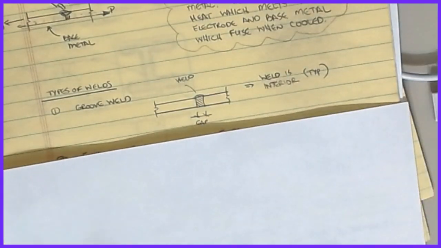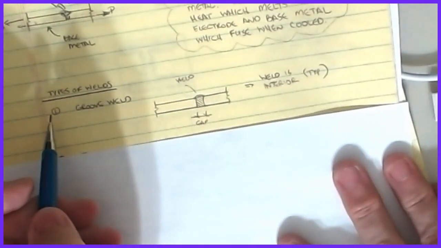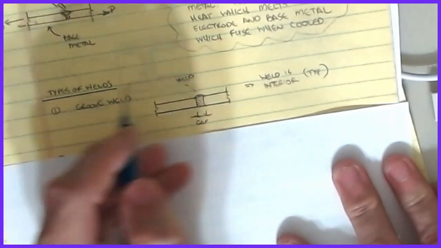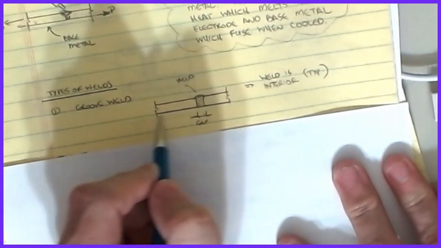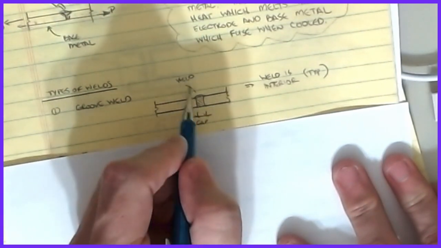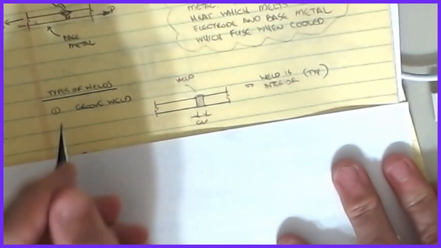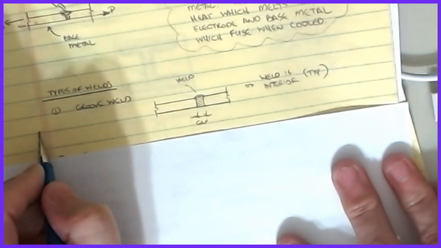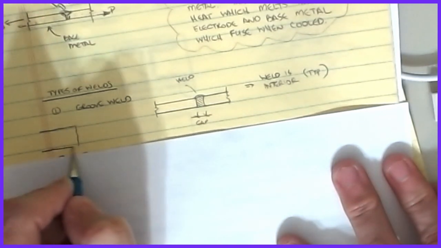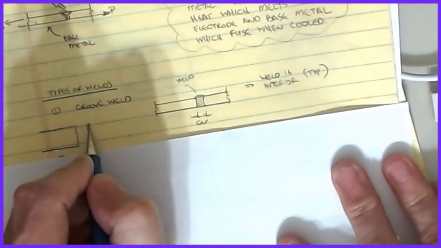So as we said, the first type of weld is called the groove weld. This is an interior weld in that I have a plate that's here and a gap, and then a plate that's here, and I basically fill the gap with the weld metal to complete the connection.